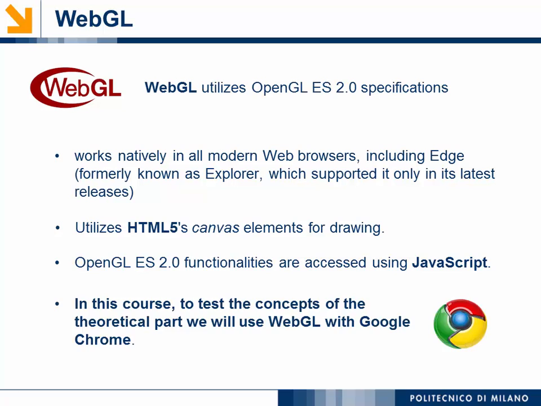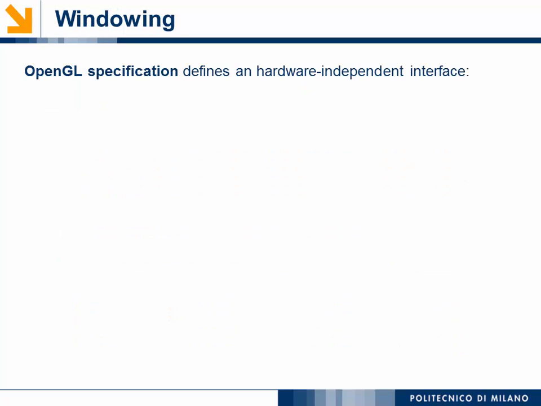of possibilities. So in this course, to test the concepts of the theoretical part, we are going to use WebGL using Google Chrome. Just a decision to have a standard. But if you want to use any other combination, you have to use JavaScript. If you want to use another browser, you are welcome to do that.